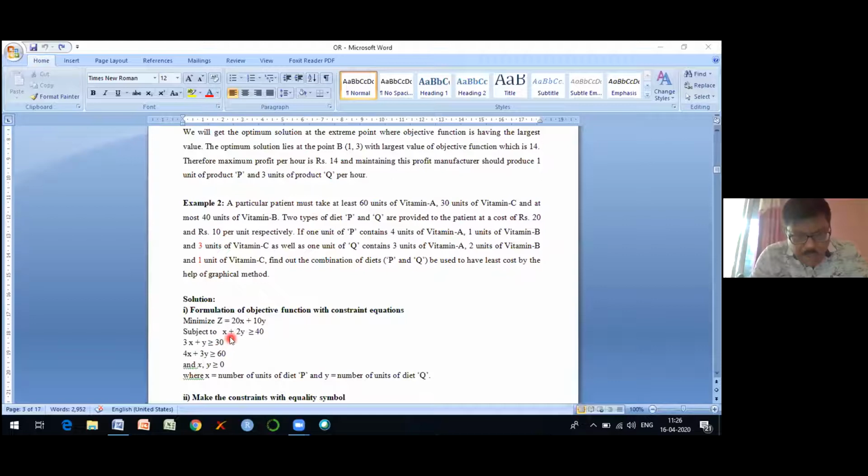So it will be x plus 2y less than equal to 40. I am highlighting this, less than equal to 40. And in these two constraints, it will be 3x plus y greater than equal to 30. This is right. And 4x plus 3y greater than equal to 60. This is also right. Only you correct this sign, this symbol. It will be less than equal to 40, right?